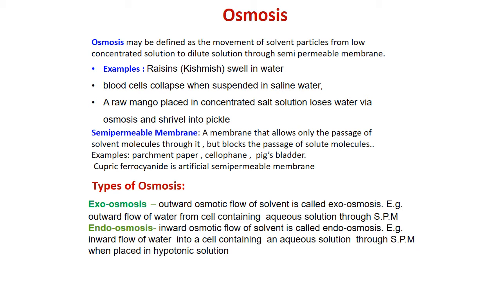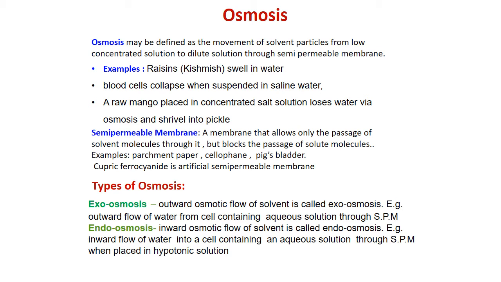So blood cells collapse if we place them in saline water, because the water from the blood cell will go out and water will enter in the blood cell and these will swell up and will burst. A raw mango is placed in concentrated salt solution for making pickles. And in that case, these shrivel due to loss of water molecules from the raw mango because it is placed in the high concentrated solution.